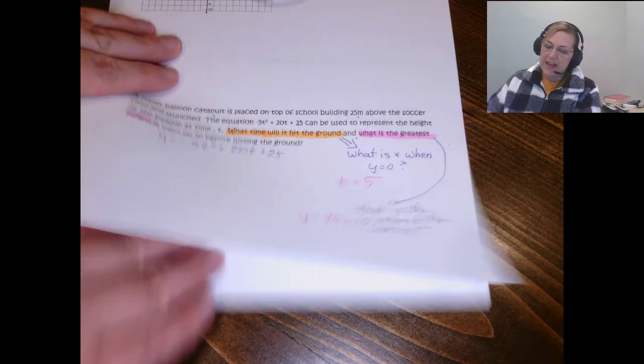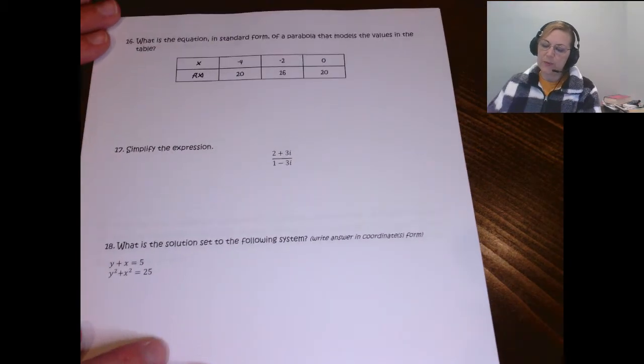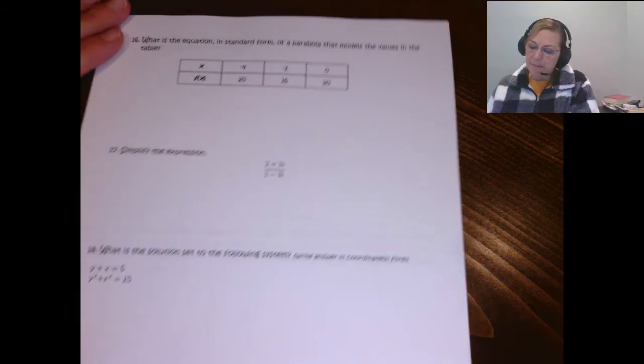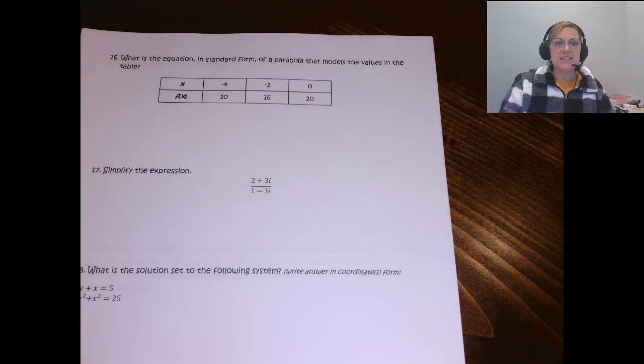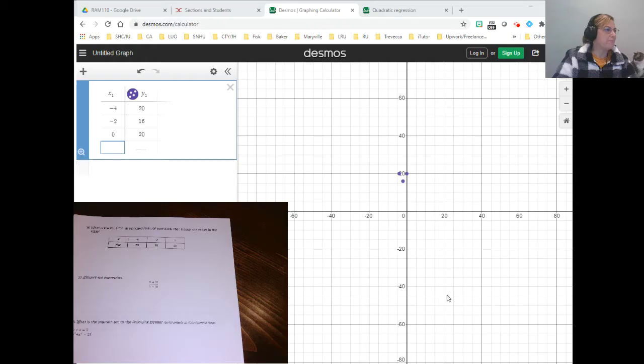Okay, let's go ahead and look at number 17. Oh, okay, we're going to have to find the parabola that models the values in the table. This one, I think we're going to use that Desmos calculator one more time. Okay, let's switch over to our Desmos calculator again. I want you to see that I have gone in and put a table.